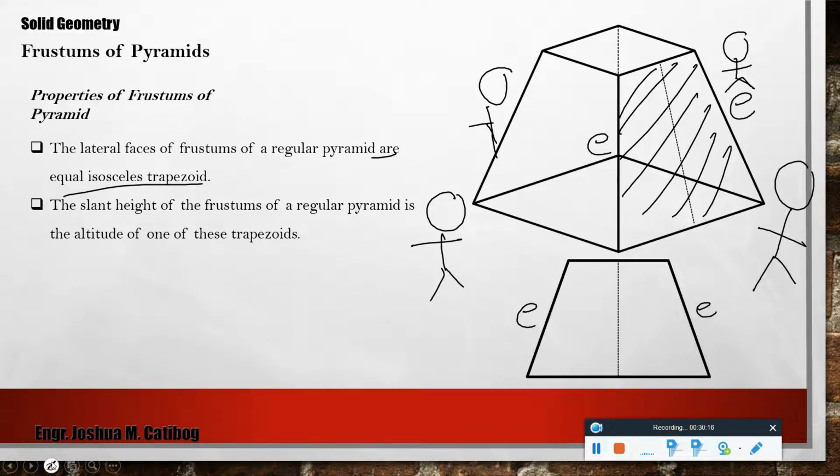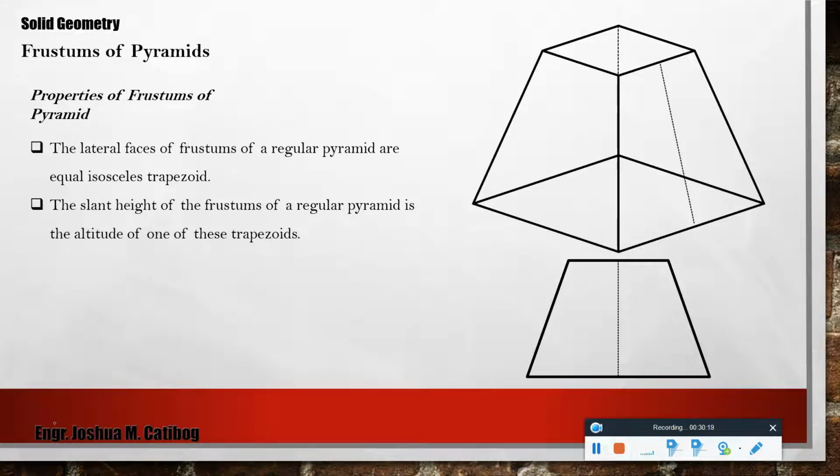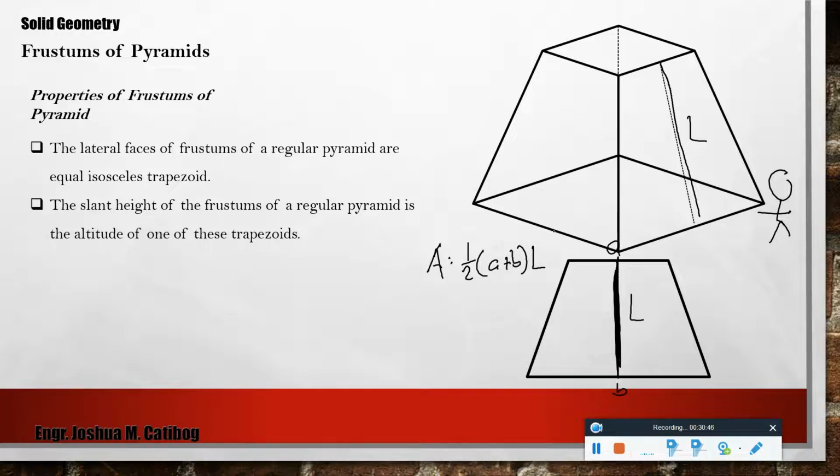Okay, next. The slant height of the frustums of a regular pyramid is the altitude of one of these trapezoids. Sir, ito po yung slant height natin kanina, di ba? Naputo lang, slant height. Sir, pagdating po sa ating trapezoid, ito na po yung magiging height naman niya. Okay, the height of the trapezoid. So if you are going to get the area of the trapezoid, so 1/2 nung ating upper base, let's say A, nung ating lower base, let's say B, okay, multiplied by L, kasi L na po yan ngayon. Okay, that is the slant height.